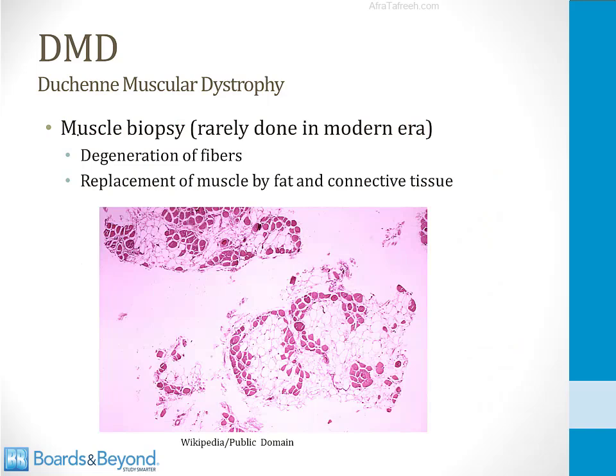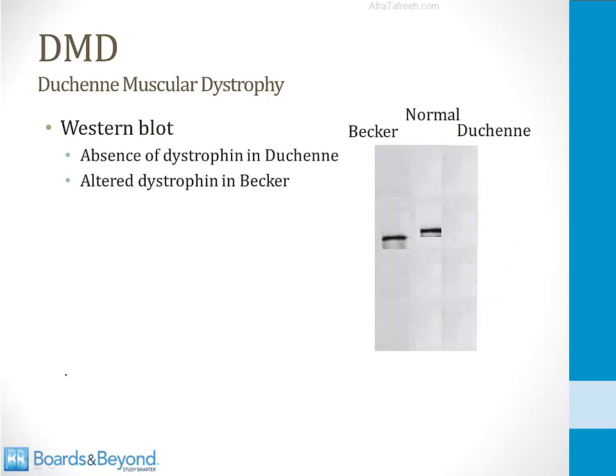The classic finding on a muscle biopsy, which is rarely done in the modern era, is degeneration of muscle fibers and replacement of muscle by fat and connective tissue. This is an example of what a biopsy slide can look like here. The muscle fibers have been replaced with these clear spaces, and that represents fat. A Western blot test used to be done for diagnosis, but this has been replaced by genetic testing.